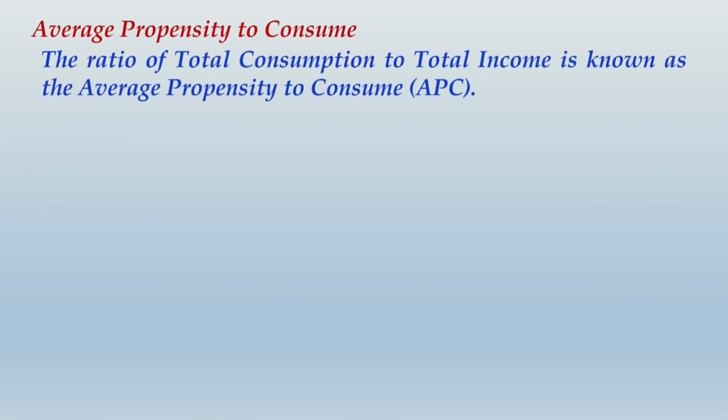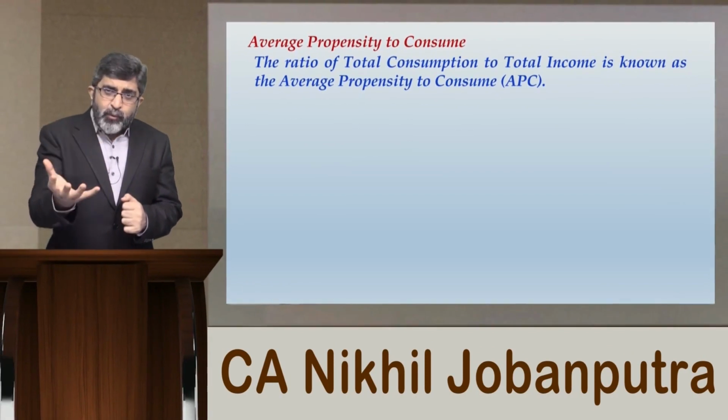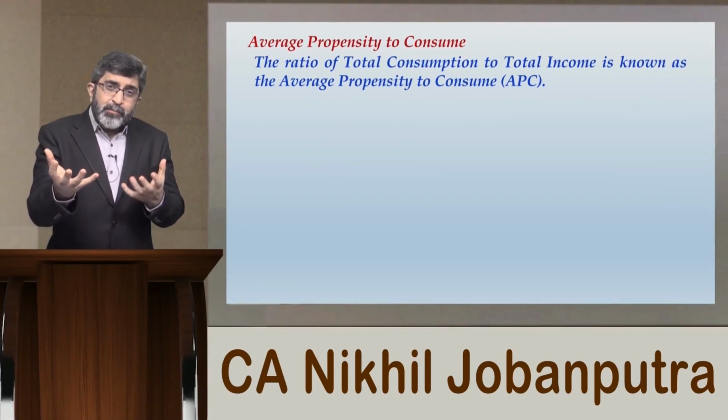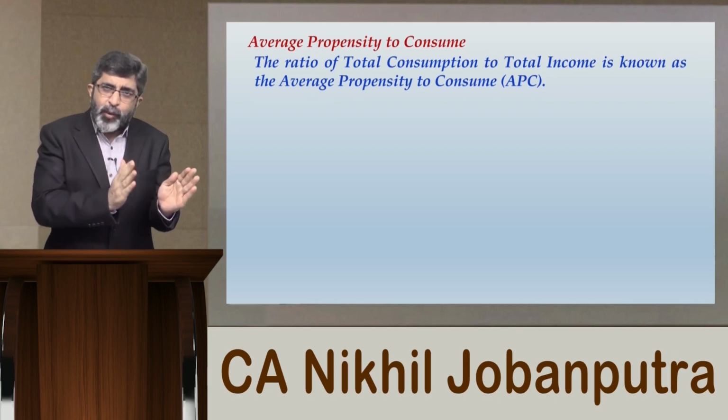Let us move ahead and now write up something about average propensity to consume. The ratio of total consumption to total income is known as the average propensity to consume, that is APC. Now here we will not talk about the marginal income and marginal consumption, it is rather the total income and total consumption. So if you remember in the example that I gave you earlier, my marginal income was 5,000, correct, and my marginal consumption expenditure was 3,000. That gives us the ratio, that is marginal propensity to consume, as 60% or 0.6.